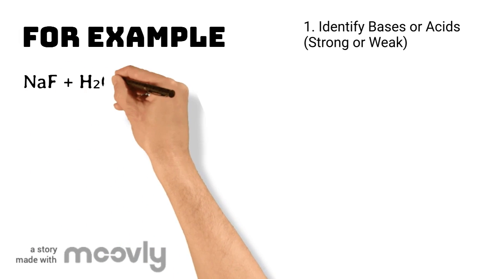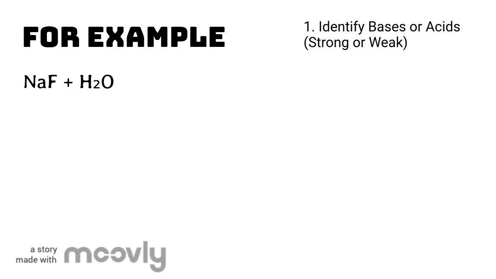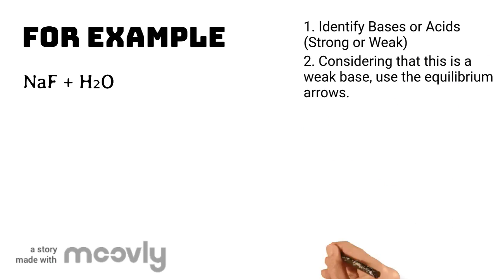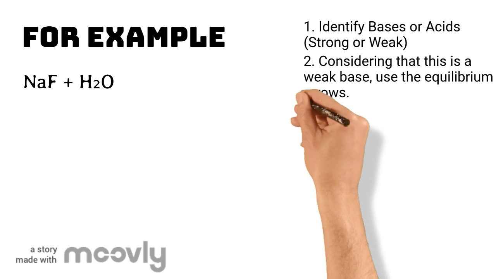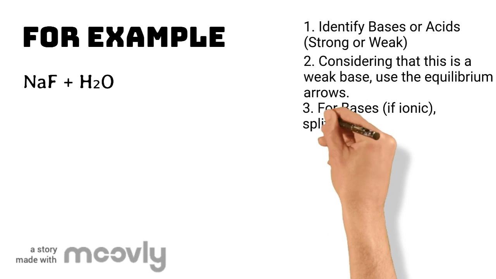Okay, now let's do a step-by-step example for predicting the products. For example, NaF plus H2O. The first step is to identify your bases and acids, and whether they are strong or weak. Second step, identify which equation arrow you should use. In this case, it's an equilibrium. Third step, for bases, if ionic, split them apart.